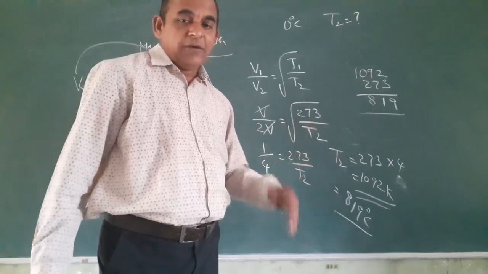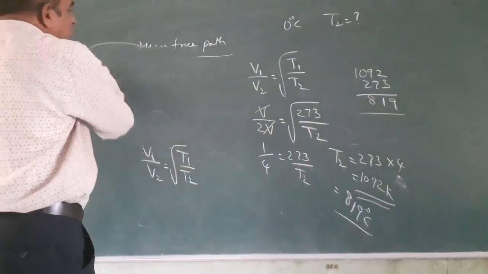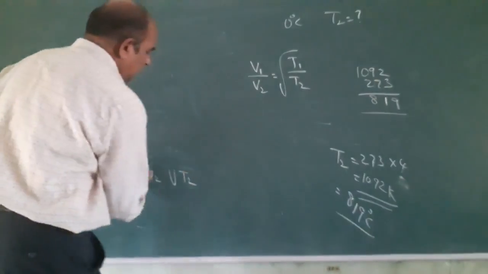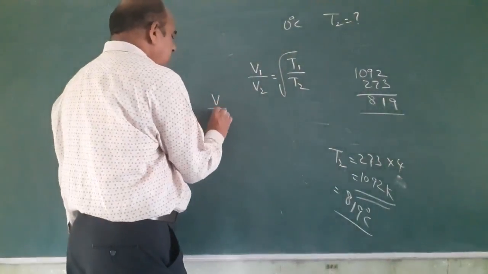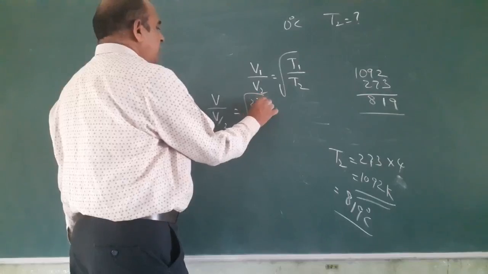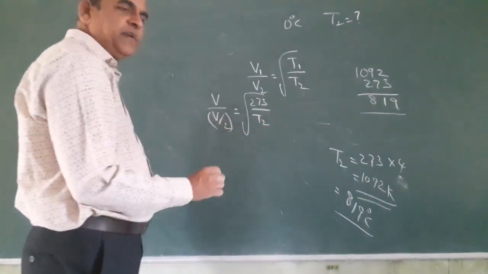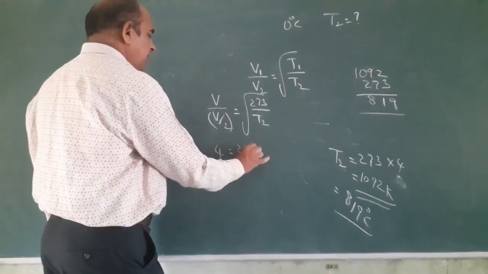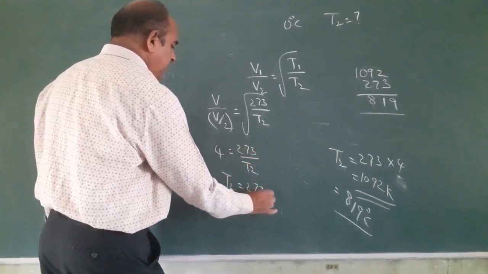Same question: at what temperature does the velocity of sound become half that at 0 degree centigrade? Here the calculation is important. V by 2 is equal to root of 273 by T2, because the velocity of sound becomes half. Squaring on both sides, 4 is equal to 273 by T2. Therefore T2 is equal to 273 by 4.